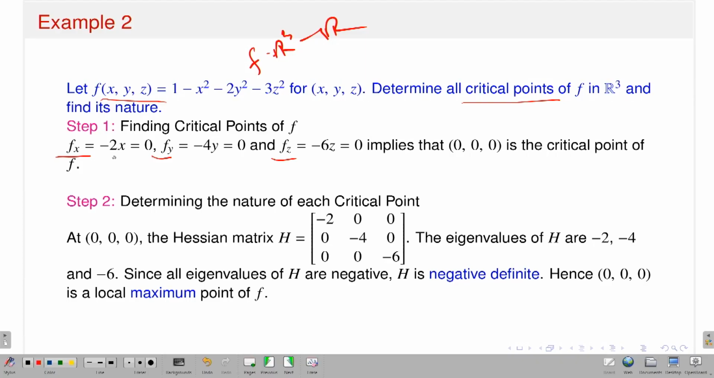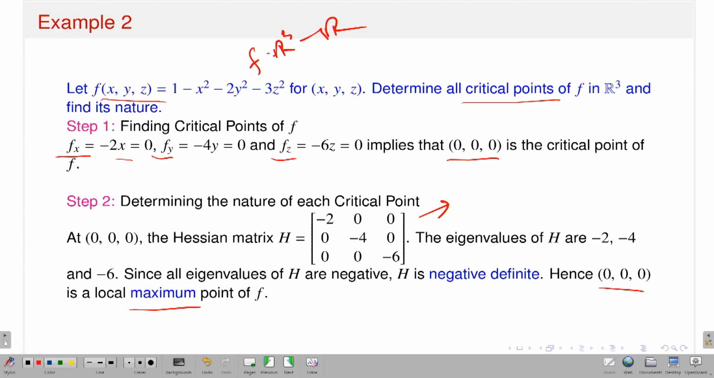If you solve, you will see 2x is 0, so x is 0, y is 0, z is 0. So, only 0 0 0 is a critical point. That means you have only one point, and you have to check the Hessian matrix and its nature. At the point 0 0 0, the corresponding Hessian matrix, if you calculate, is of course symmetric because the second order partial derivatives exist and are continuous, and look at what the eigenvalues are. They are minus 2, minus 4, minus 6. So, all the eigenvalues are negative. That means it is negative definite, and therefore the point 0 0 0 is a local maximum point of f. Very nice.